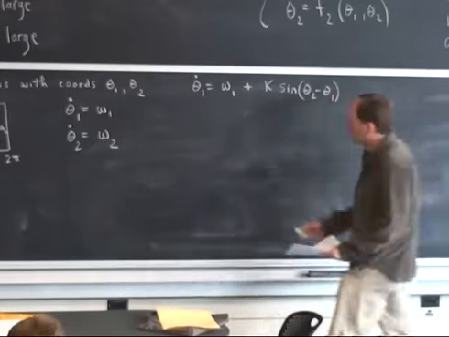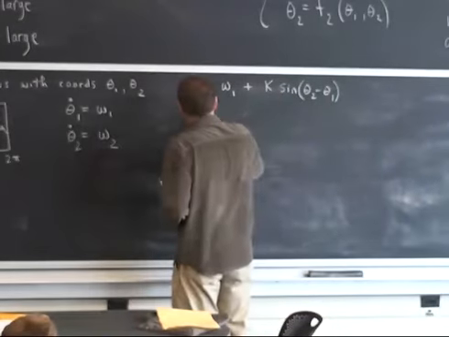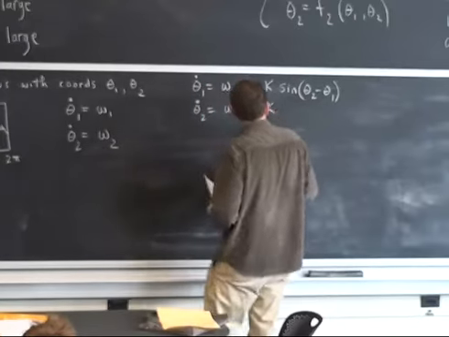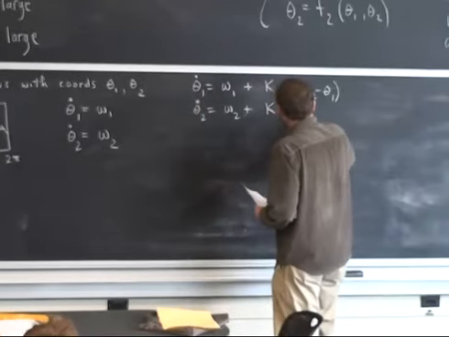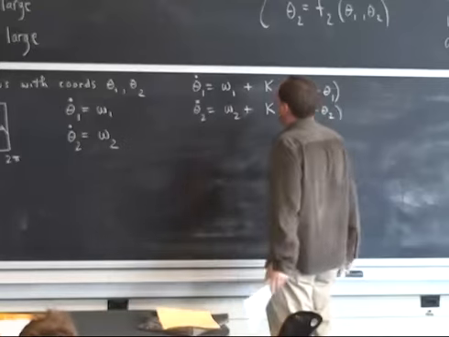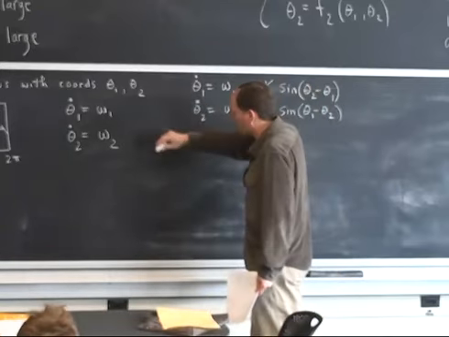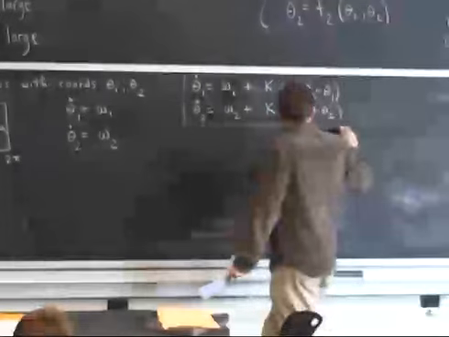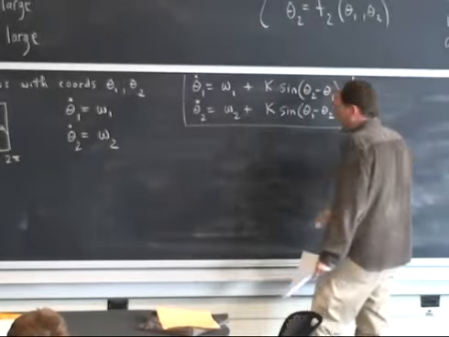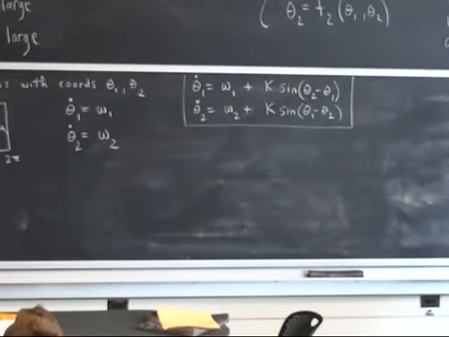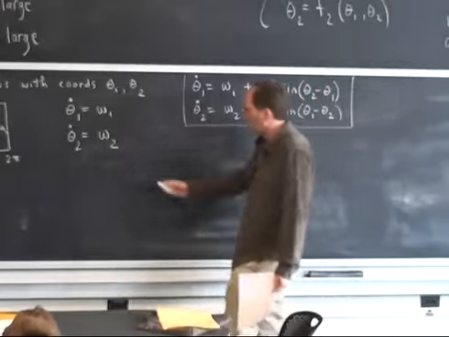And also, theta 2 dot is omega 2 plus that same coupling constant times sine theta 1 minus theta 2. So I'm doing first the special case where the k's are 0. But this system I will want to get to momentarily. Okay, but first we're doing this very trivial looking case of no coupling.